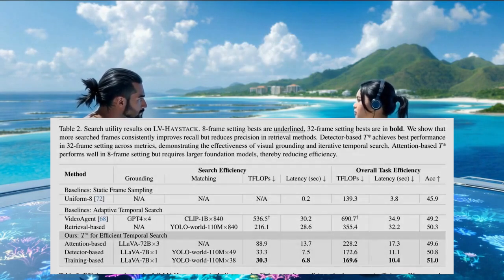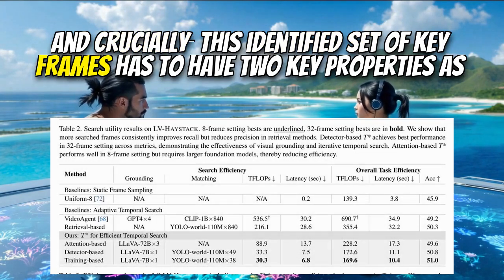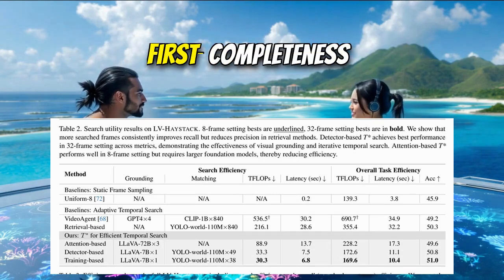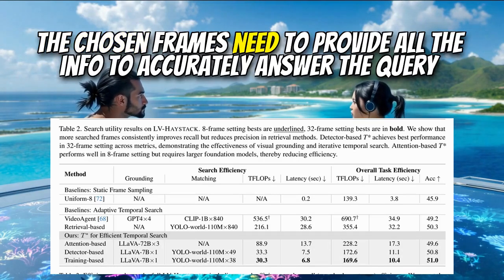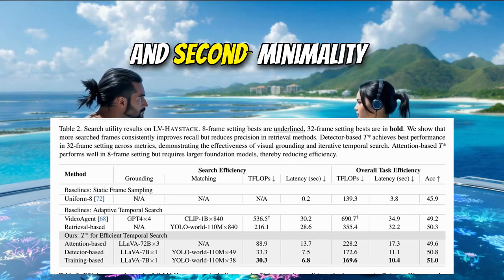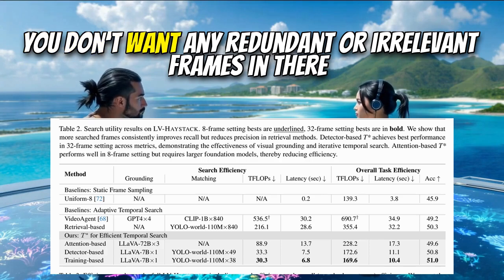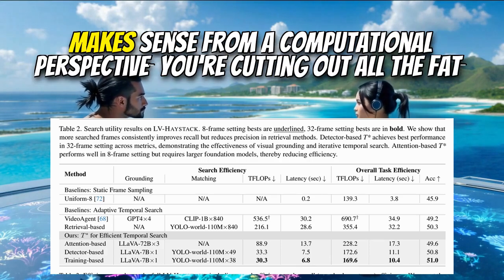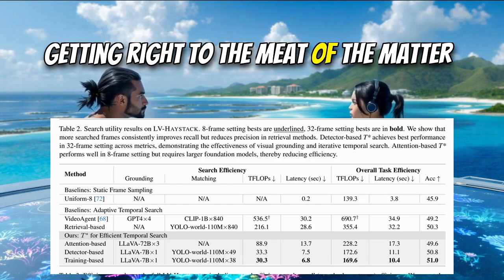Perfect example. And crucially, this identified set of keyframes has to have two key properties, as the authors emphasize. First, completeness. The chosen frames need to provide all the info to accurately answer the query. And second, minimality. You don't want any redundant or irrelevant frames in there. Every frame should be contributing unique information. Makes sense from a computational perspective. You're cutting out all the fat, getting right to the meat of the matter. Yeah.